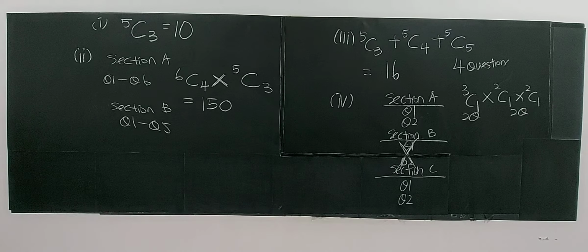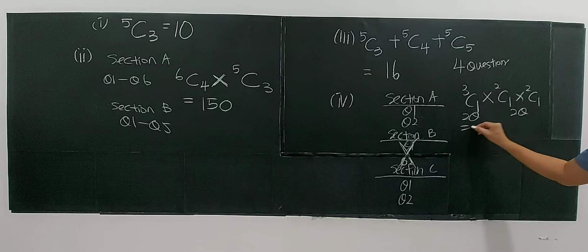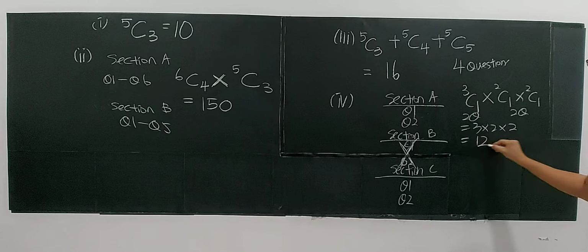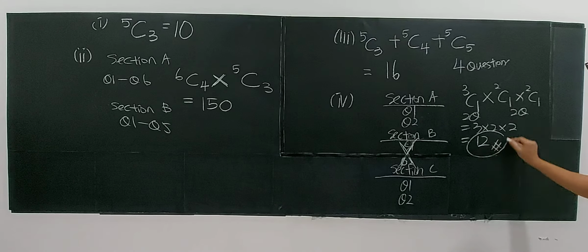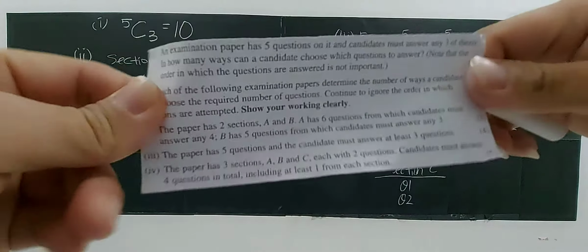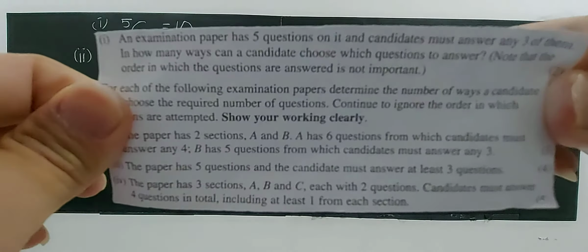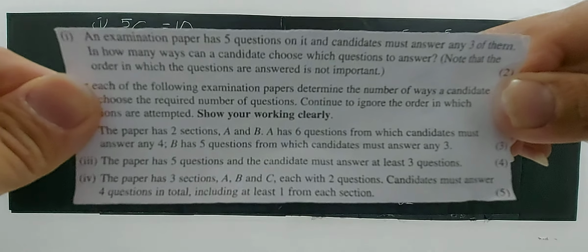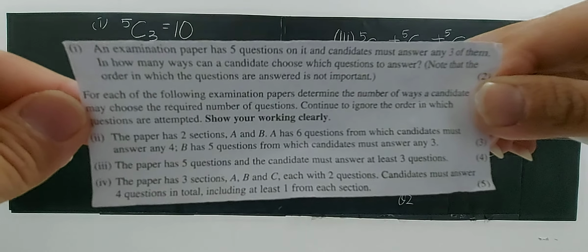So the total possibility here is 3 times 2 times 2, which is 12. 12 selections, right? All right, that's all for this question. I want students to try before looking at the solution, which will give you more understanding. Right, that's all for this video.